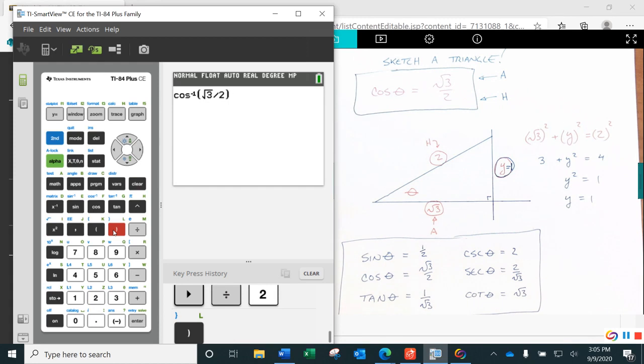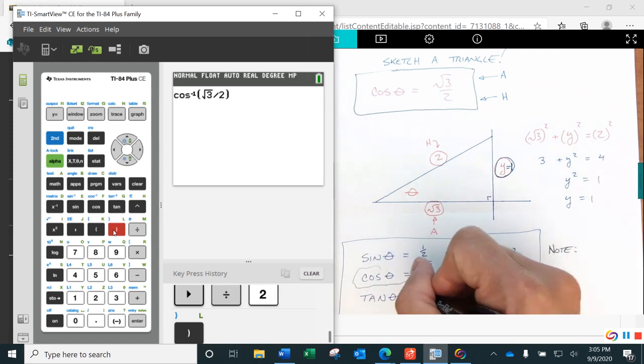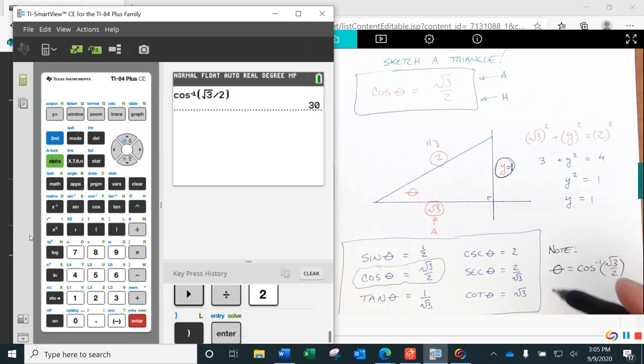So I'm going to put a little note on here. I think this is very helpful. Let me write this note so it really stands out. Note, if you want to find theta, let's just take this information right here. We want to find theta. We could say theta is equal to the inverse cosine of the square root of 3 over 2. Now writing this out is very helpful. Let's go ahead and enter that. It is 30 degrees.